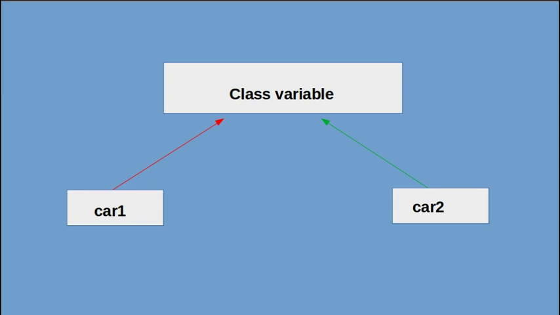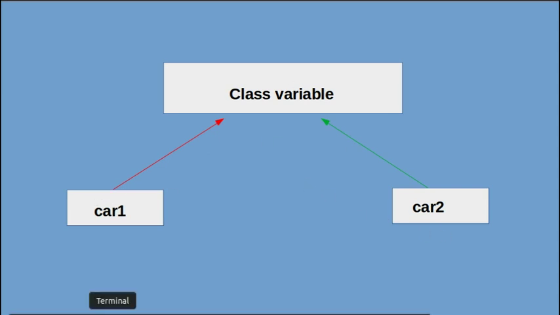What are class variables? Class variables are basically variables within a class that can be shared by all objects of that specific class. To understand this, I have created a diagram here. We have a class, and inside of that class we have a class variable, and we have created two objects of that class, car1 and car2. All these objects point to that class variable. So when you update that class variable, the update is reflected in both objects.